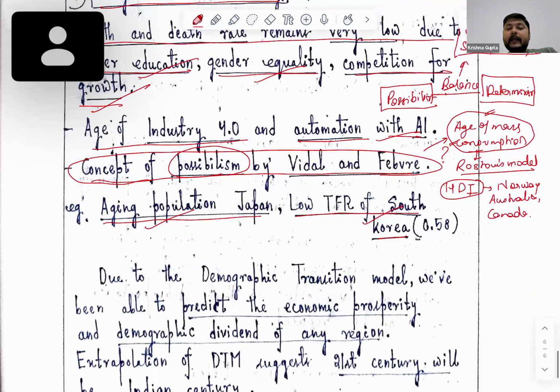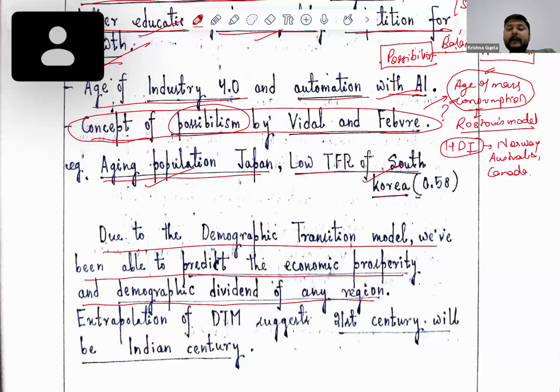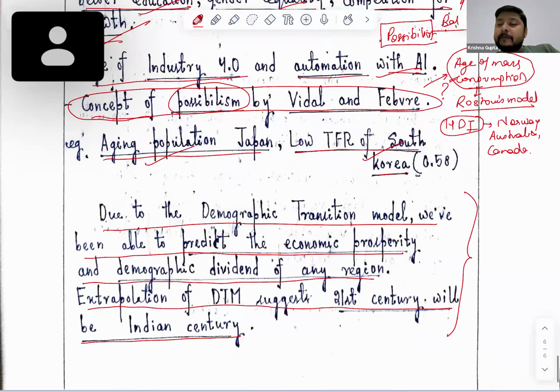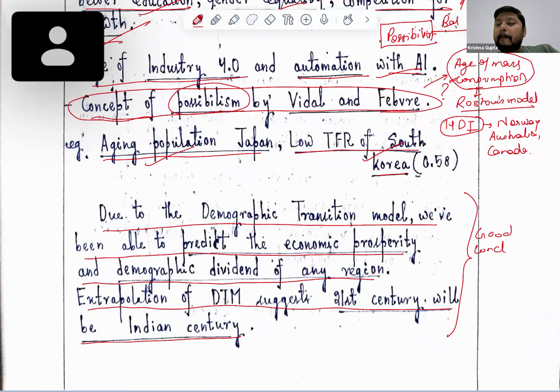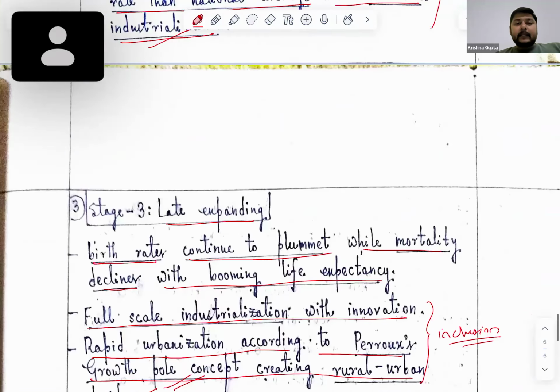So due to the demographic transition model, we have been able to predict the economic prosperity and demographic dividend of any region. Extrapolation of DTM suggests the 21st century will be the Indian century. So here we can see that this is a good conclusion from the Indian perspective. Now I would like you to add certain things here.